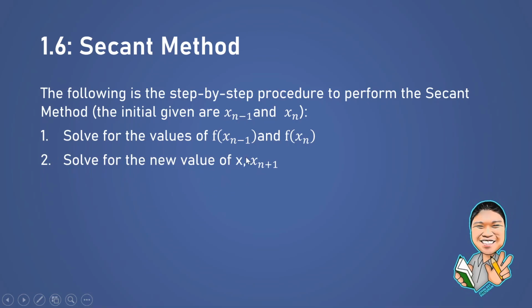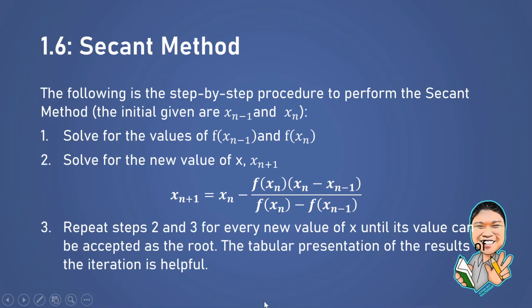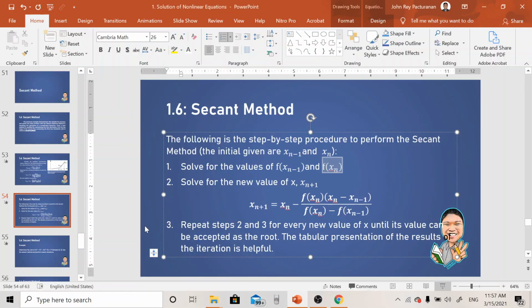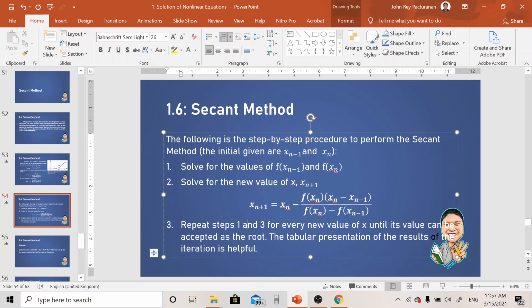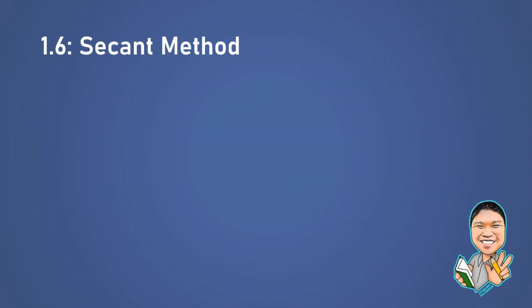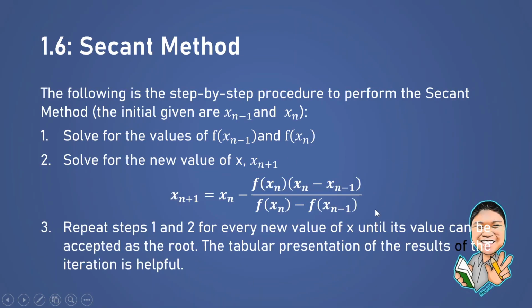Pangalawang step is hahanapin natin yung value ng x, which is x sub n plus 1. So, which is using the formula we previously derived. So, ayan na siya. And lastly, repeat the steps 1 and 2 for every new value of x until its value can be accepted as the root. The tabular presentation of the result of the iteration is helpful. Okay, so yun yung gagawin natin.